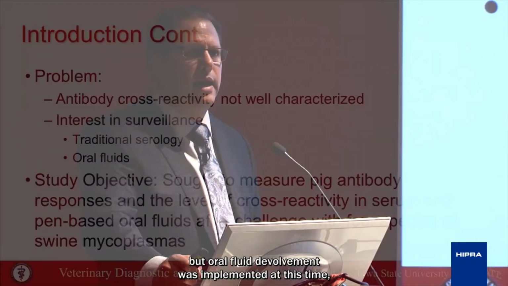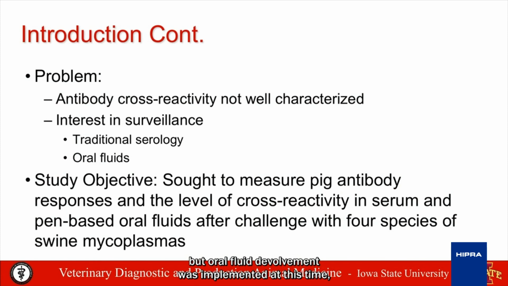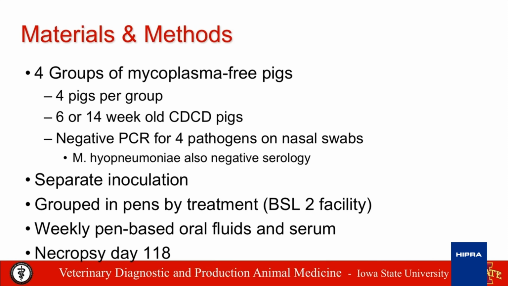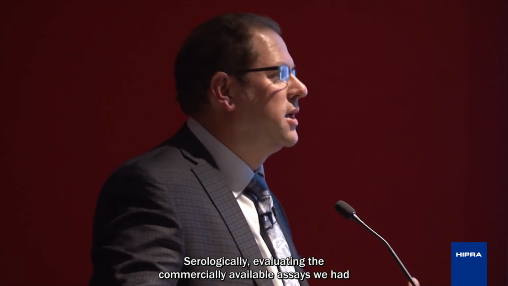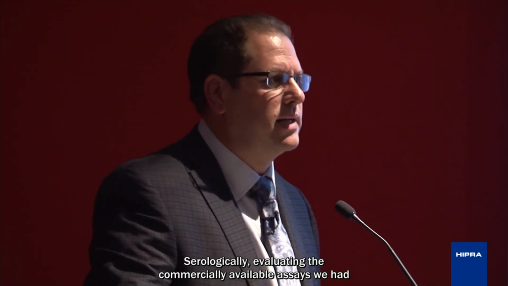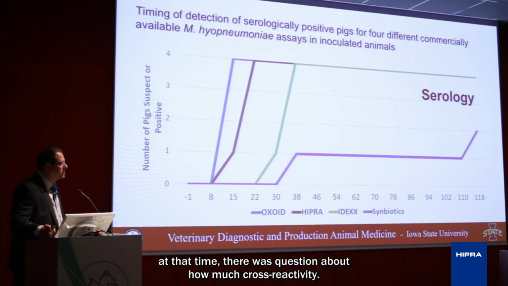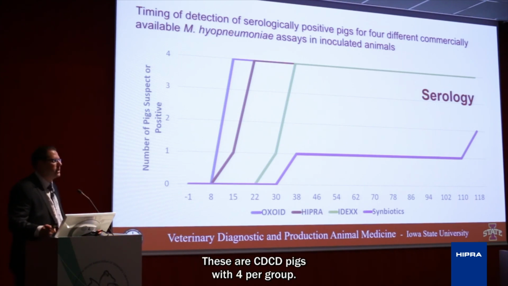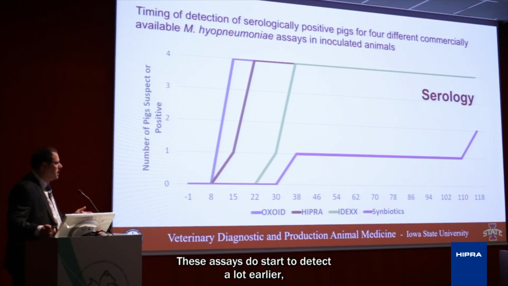So our purpose was to not only test serology, but at this time there was the development of oral fluids that was also being implemented, and to see if we could detect some antibodies via oral fluids as well. So we sought to measure pig antibody response and the level of cross-reactivity in serum and pen-based oral fluids after challenge with the 4 species of swine mycoplasmas. And then serologically evaluating the commercially available assays that we had at that time, there was a question about how much cross-reactivity. And again, these are CD pigs, and we had just 4 pigs per group.